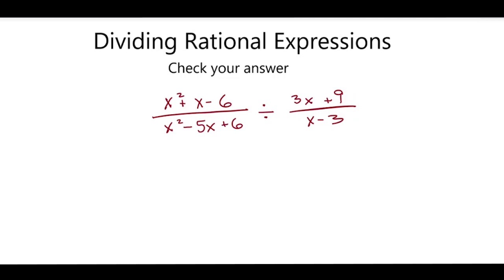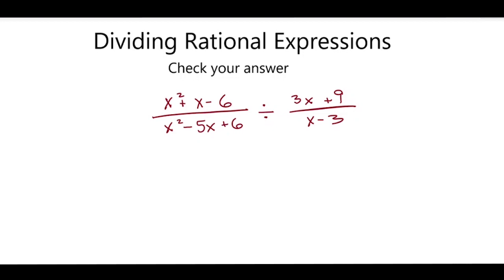Hello again. Today we're dividing rational expressions, and we're also told to check our answer. Well, I have x squared plus x minus 6 over x squared minus 5x plus 6 divided by 3x plus 9 over x minus 3.